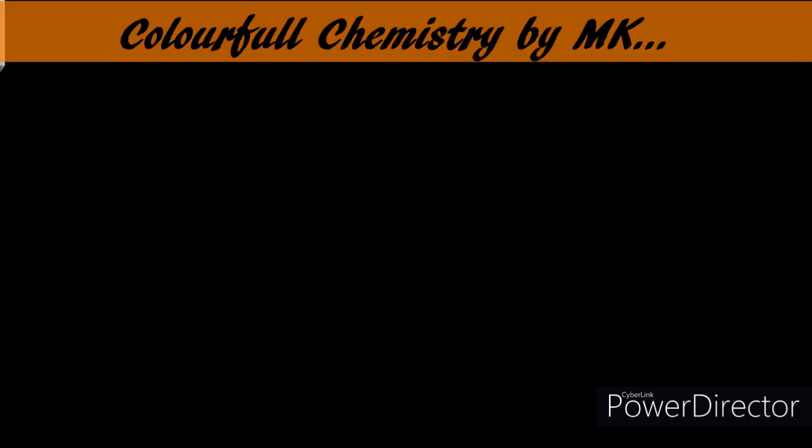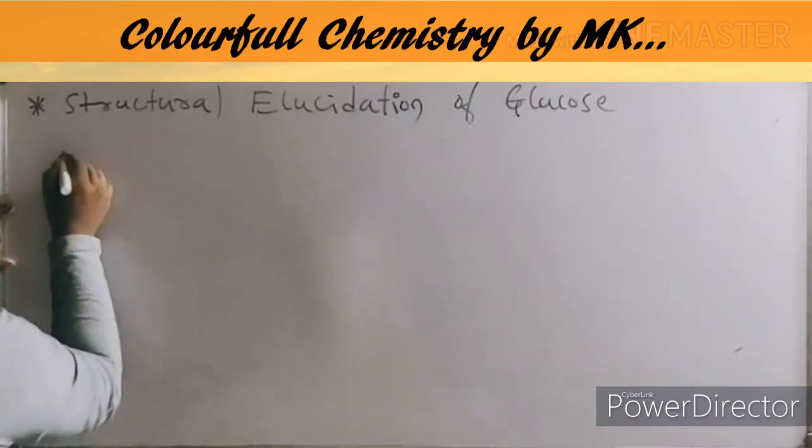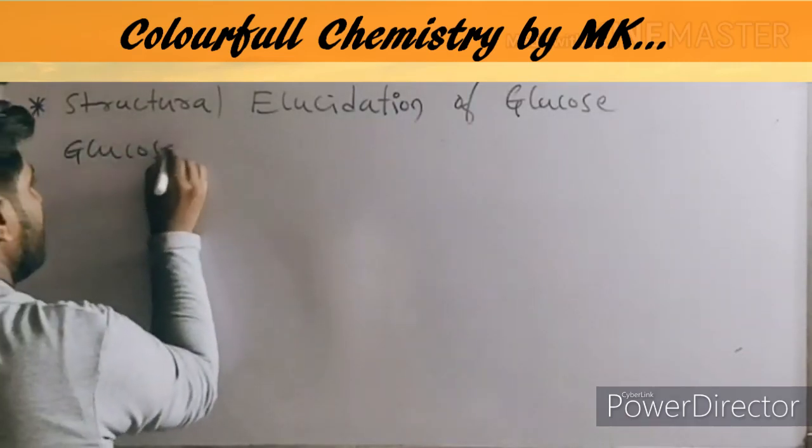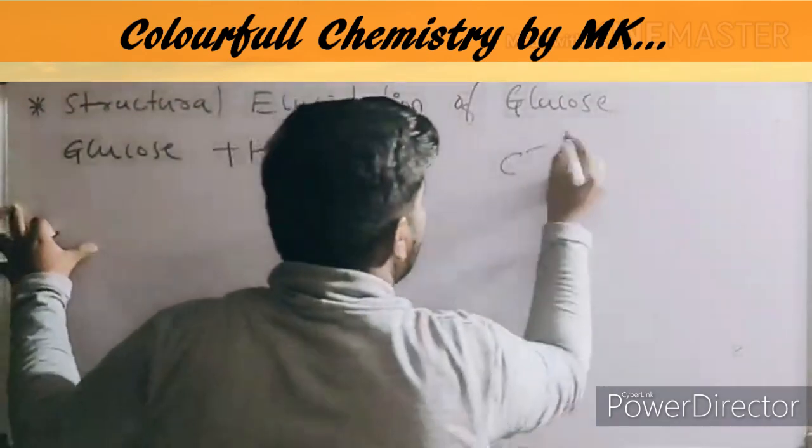So see now. Similarly, look here, this one is our glucose. When you add hydrogen cyanide, you are getting cyanohydrin like this.